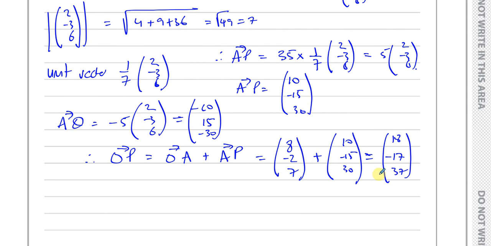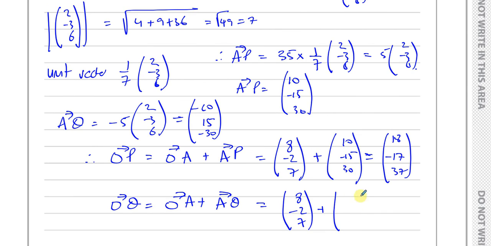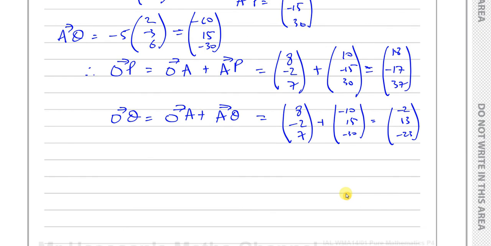Then from O to Q, which is O to A plus A to Q, we have the same O to A, (8, -2, 7), plus the same vector but opposite: (-10, 15, -30). That gives us 8 minus 10, which is -2; -2 plus 15, which is 13; and 7 minus 30, which is -23. And there we have the position vector of Q.